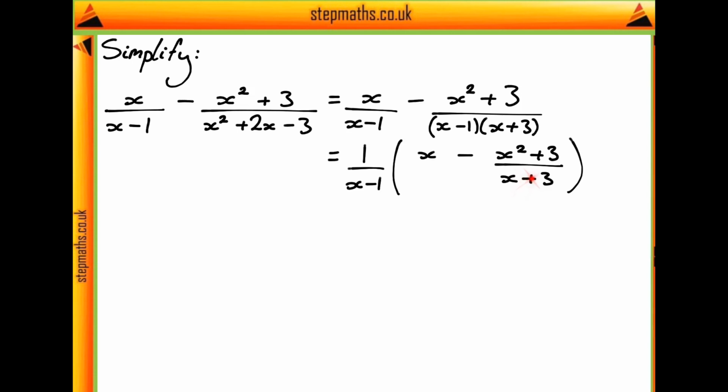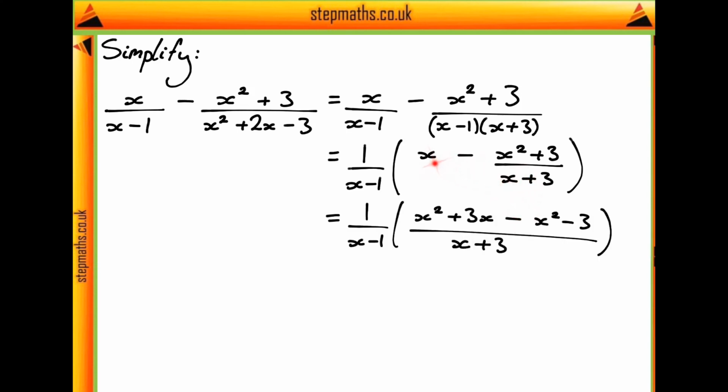At this point, there's not really anything obvious we could do, because we can't cancel anything from this side of the fraction, since x squared plus 3 is not going to cancel with x plus 3 due to this squared here. These two things aren't the same. So the only thing we could try is turning this into a single fraction.